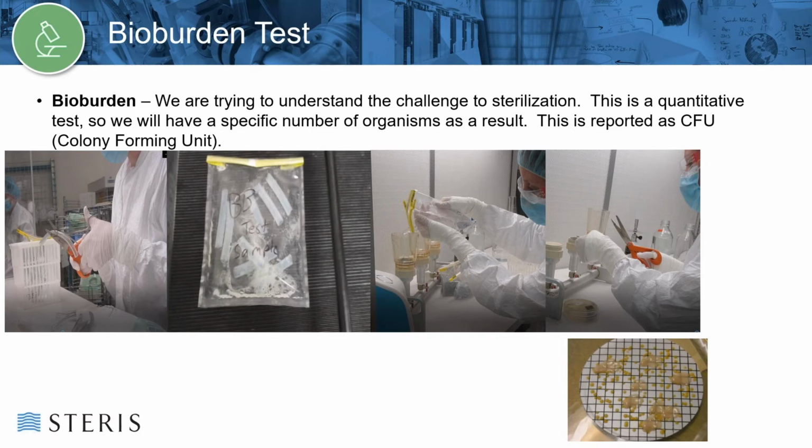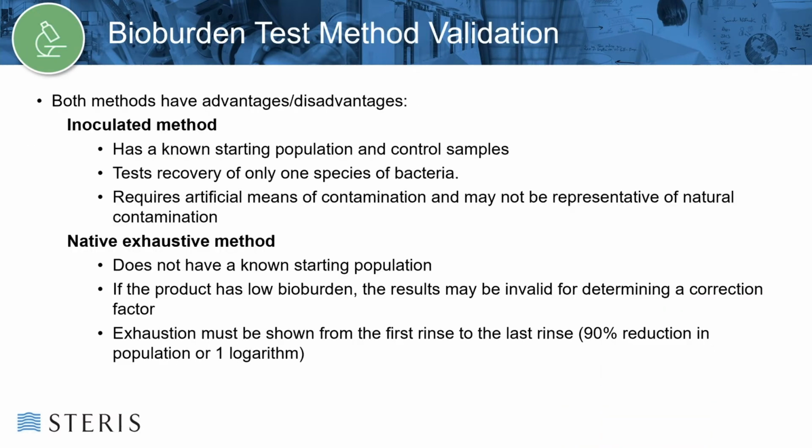First is the inoculated method. This method has a known starting population due to the spiking of a known species on the device, as well as a set of control samples. The inoculated method requires artificial contamination of the bioburden on surfaces of the device, which may not be representative of where the native contamination is dispersed on the device. This method also only measures the removal of a certain test organism.